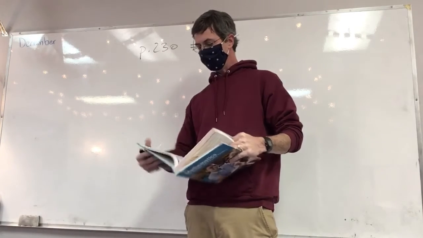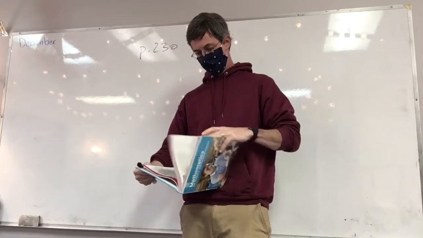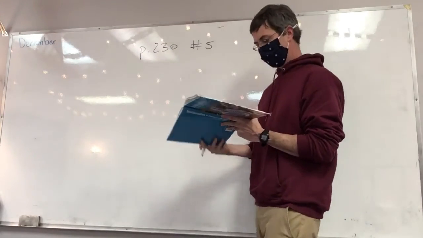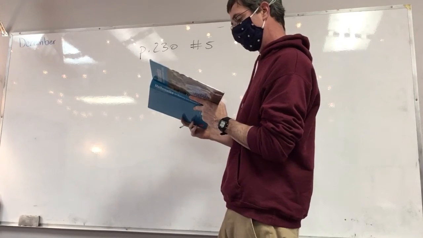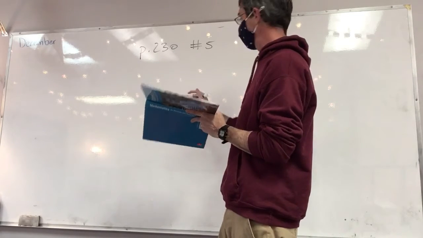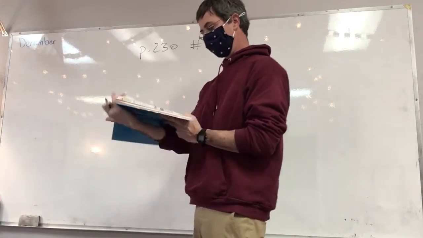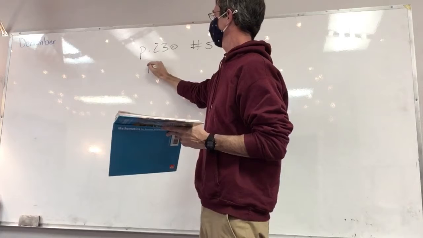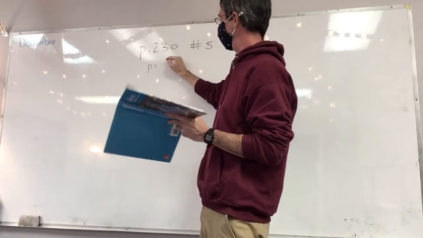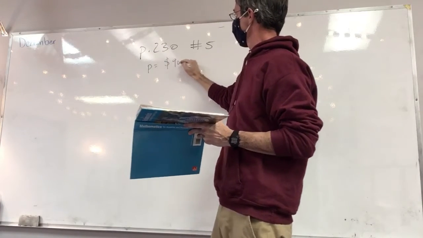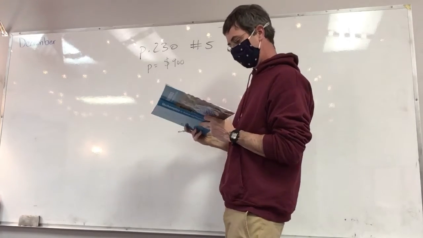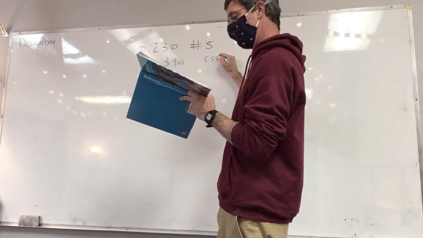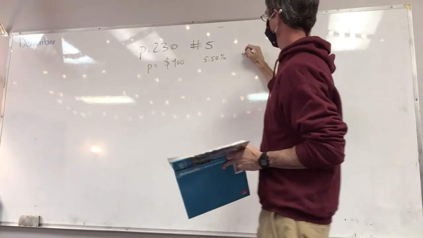So it says to complete the table. So we're doing number 5 here on this table, and the original amount is $900. So what letter does that correspond to? Yes? So that would be principal. That's your principal. The principal for number 5 is $900. And the annual interest rate is 5.50%. It's compounded quarterly.